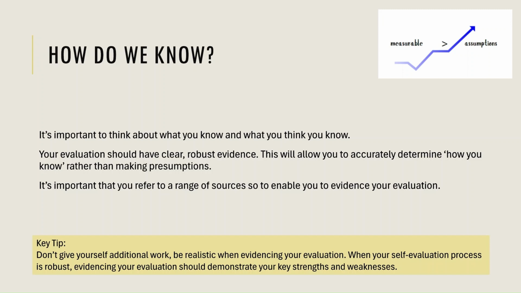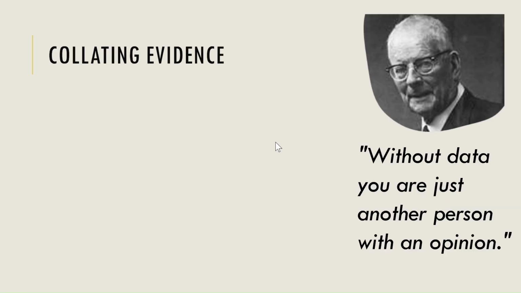How do we know how well we're doing? This is where we need clear, robust evidence, because this will help us really determine how we know that we know, rather than just making presumptions. And we can use a range of sources to enable us to gather that evaluation evidence. When we're collating evidence, we need to think about the data. This is a photograph of Charles Deming, who said, "Without data, we're just another person with an opinion."